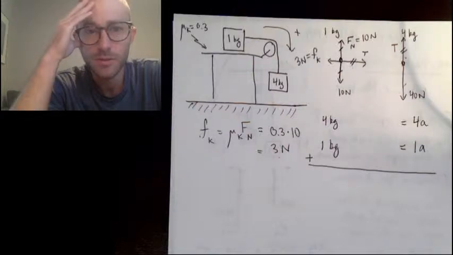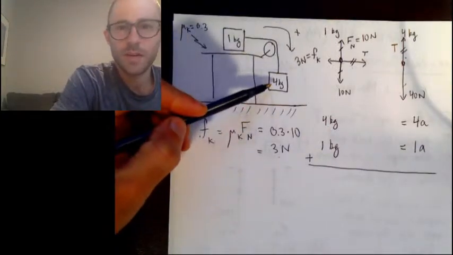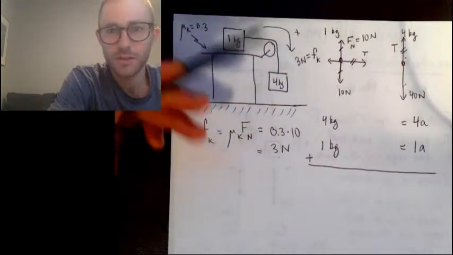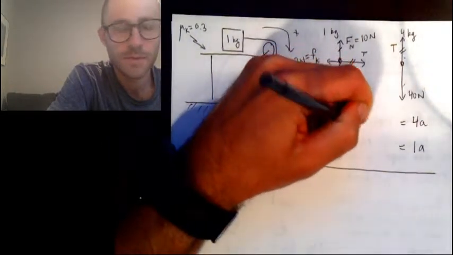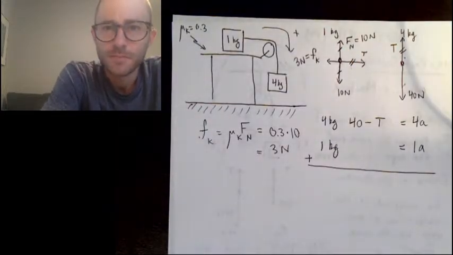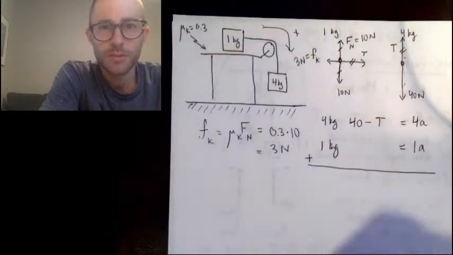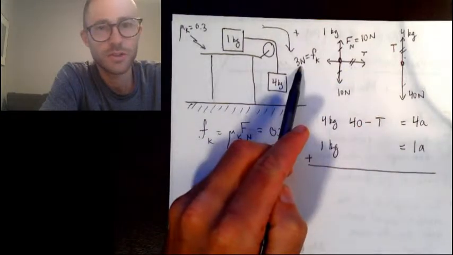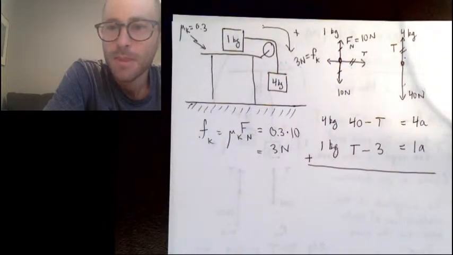All right, no one wanted to say what the net force is, so that's okay. For this 4 kilogram mass, downward is positive because of the positive sense that I've defined. So that means that the net force on the 4 kilogram is 40 minus T. For the 1 kilogram mass, rightward is positive. So the rightward force is tension, and the leftward force is friction. So it's going to be tension minus 3.